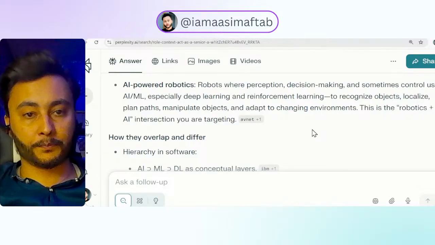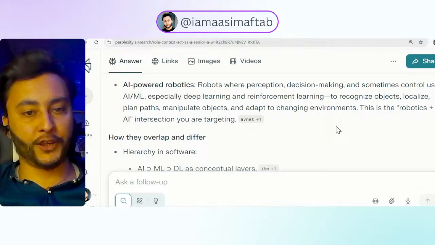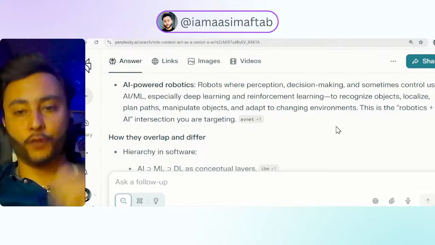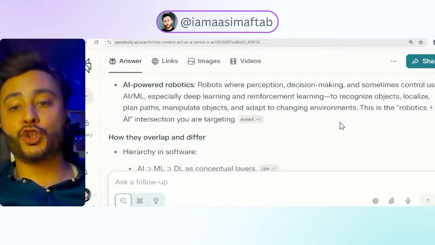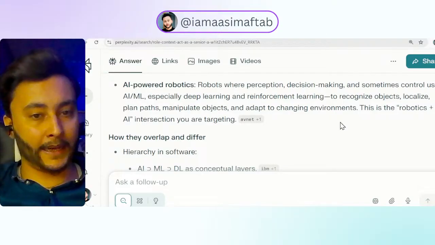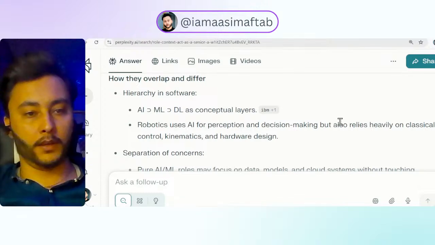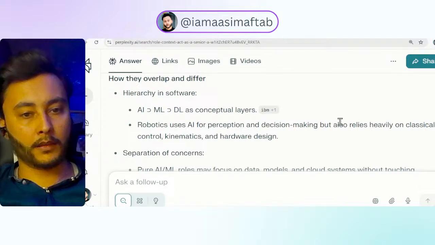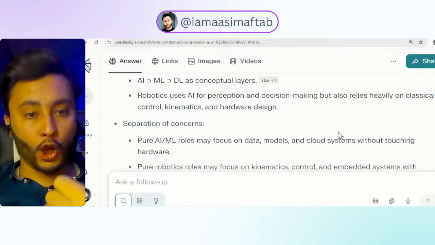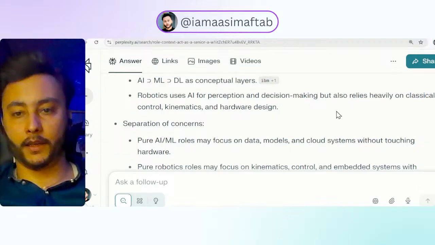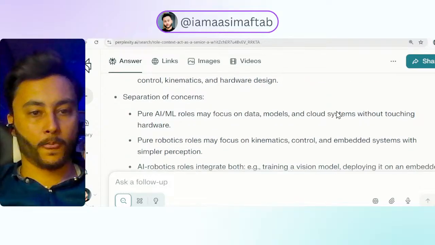AI-powered robotics. Robots where perception, decision making, and sometimes control use AI/ML, especially deep learning and reinforcement learning, to recognize objects, localize, plan paths, manipulate objects, and adapt to changing environments. This is the robotics plus AI intersection you are targeting. How they overlap and differ. Hierarchy in software: AI, a subset of ML, a subset of DL, as we discussed earlier. As conceptual layers, robotics uses AI for perception and decision making, but also relies heavily on classical control, kinematics, and hardware design.